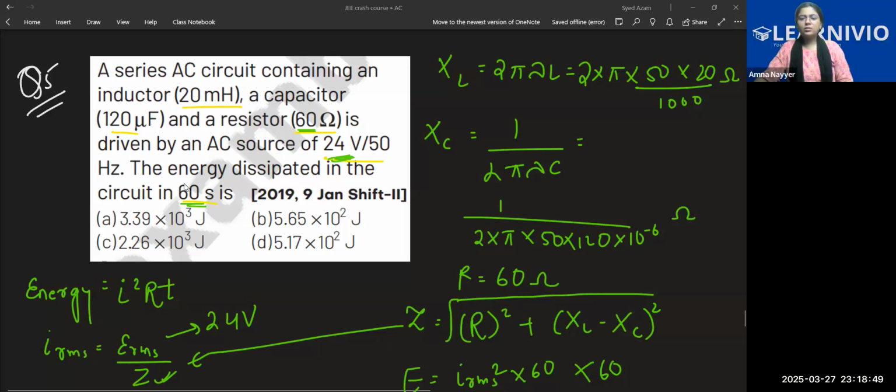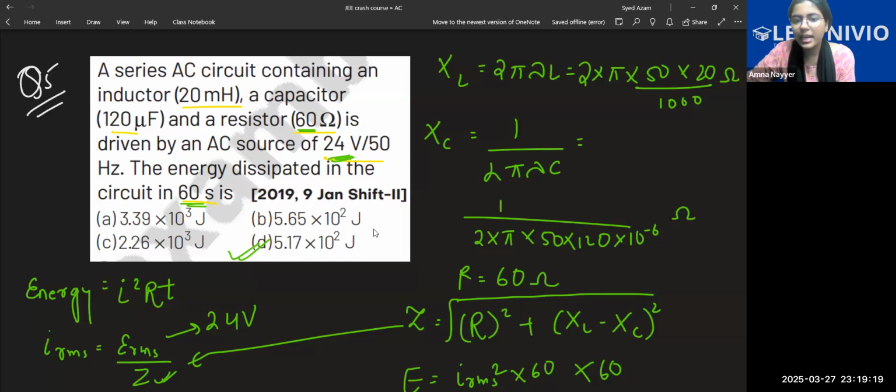Okay, class, you can solve it. Did anyone get any answer? It is lengthy. This question is lengthy. Though 50 hertz and 2 make it 100, the value of pi and all is a little lengthy. See, the answer is 5.17 into 10 to the power 2 joules. So just mark it and cross-check whether you're getting this or not.